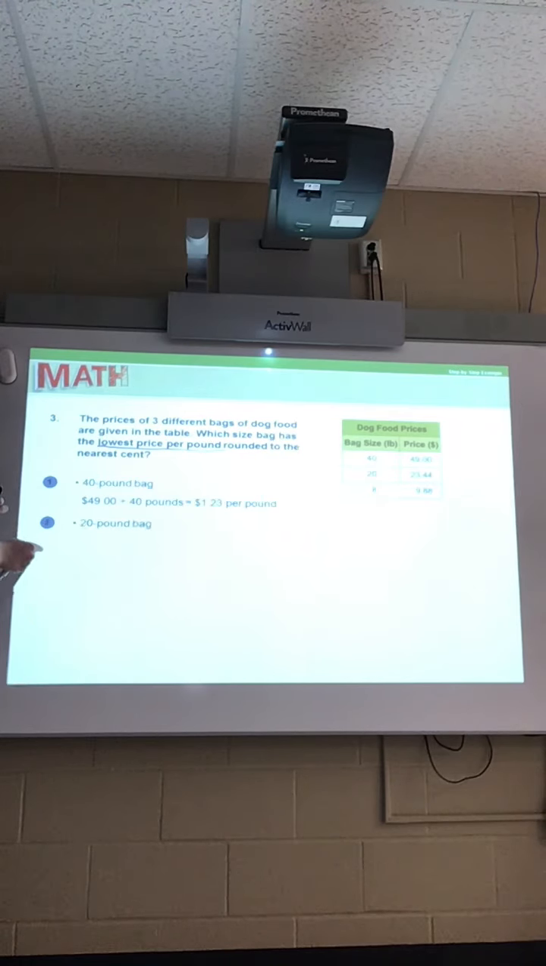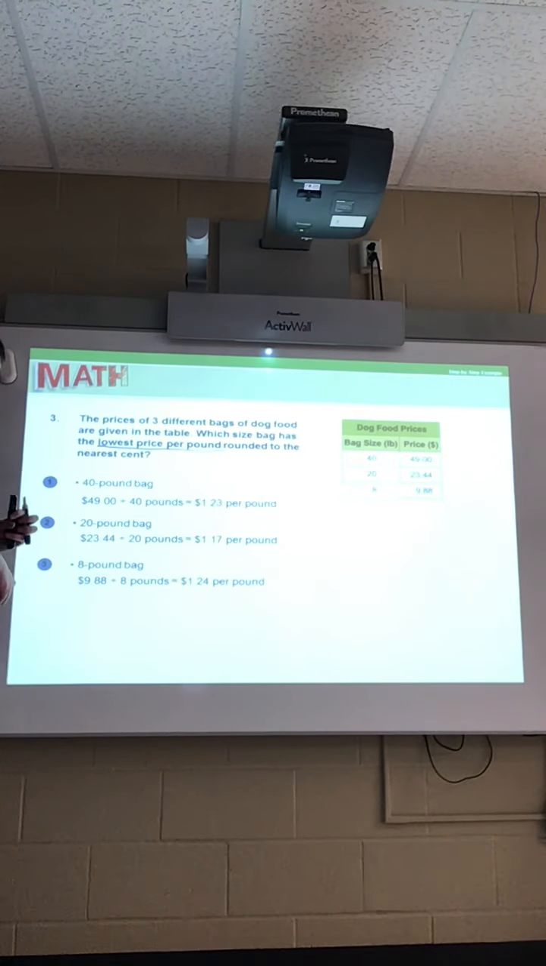Then when you get to the second one, the 20-pound bag, and again, feel free to pause, find the rates of each of the bags, and then you can hit play again if you want. Okay, find out which one's the cheapest. Get the 20-pound bag, so you'll take the money, $23.44, and divide it by the 20 pounds. You should get $1.17 per pound. And then the third and final one, the 8-pound bag, take the $9.88 and divide it by 8 pounds, and you should get $1.24.